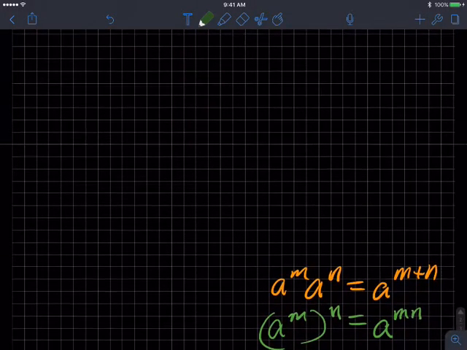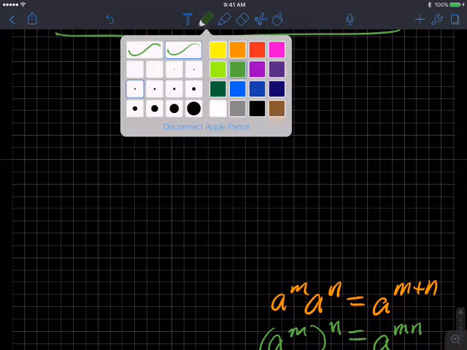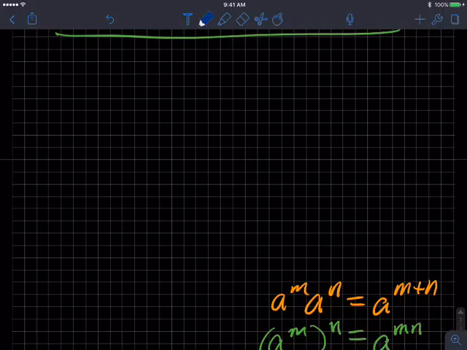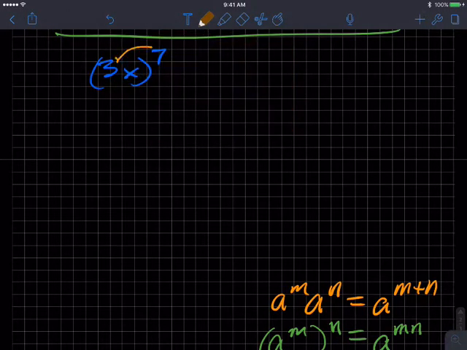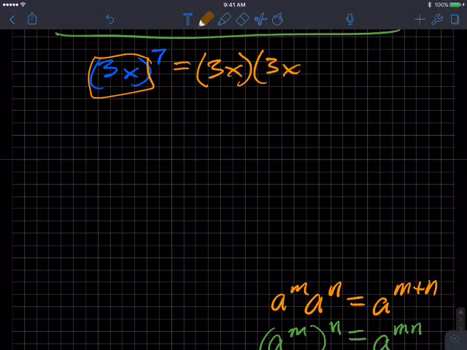The next one, and I'm trying to make these quick because I know you don't want to watch 50 hours of video, not that you're required to watch any of this. Let's look at 3x to the 7th. A whole bunch of books draw arrows from the 7 to each piece. I just don't want to do that, because it looks like distribution, and it is not. Repeat, it is not distribution. What this is telling you is take this base and multiply it 7 times: 3x, 3x, 3x, 3x, 7 times.